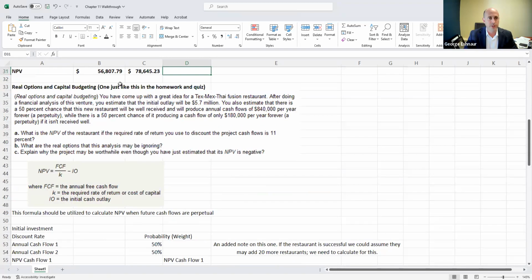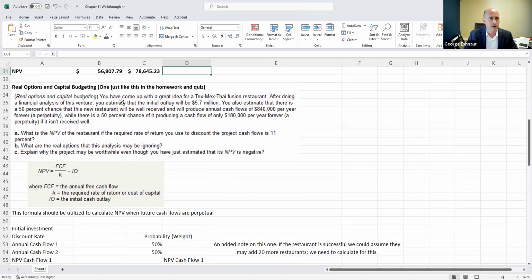Real options in capital budgeting. Again, found one like this in the homework and the quiz. So we've come up with a new restaurant idea, Tex-Mex Thai Fusion. I'm not sure that sounds any good, but for the question, we're going to stick with that.